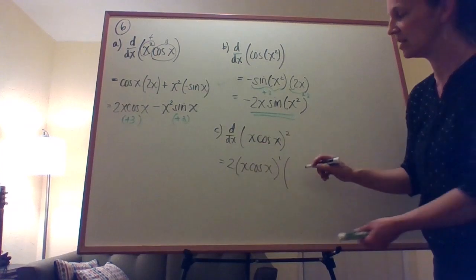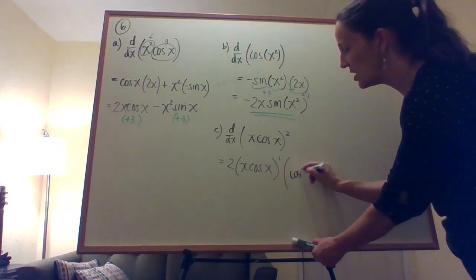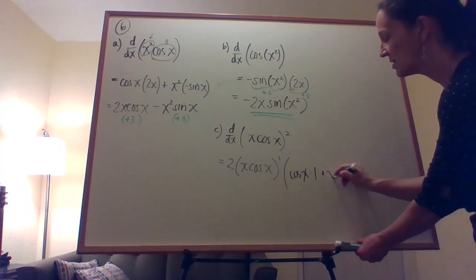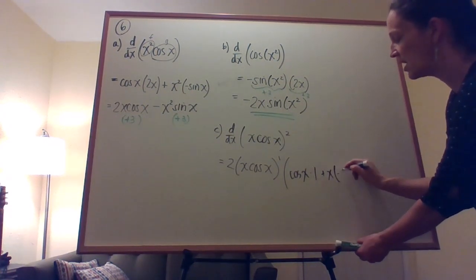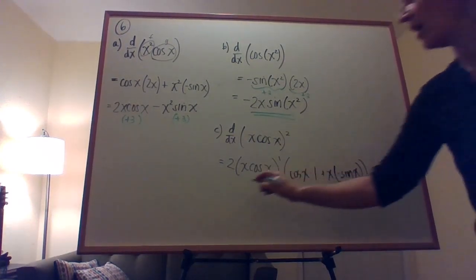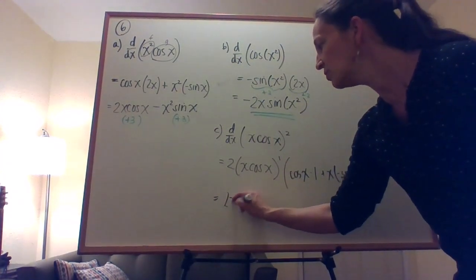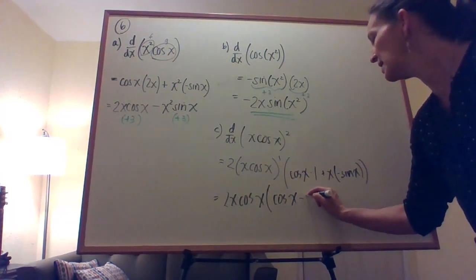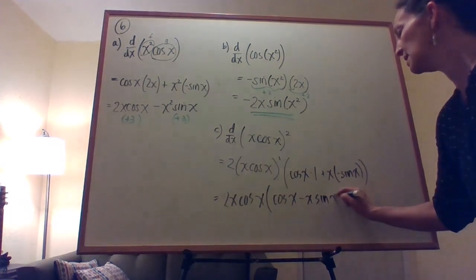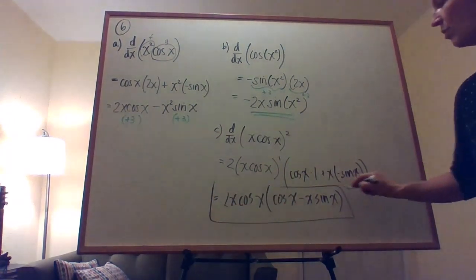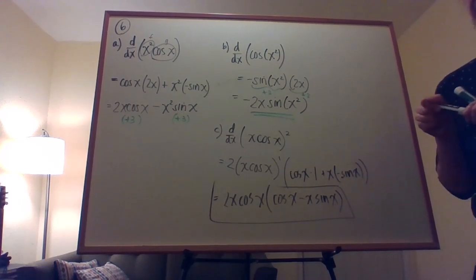Now that's a product. So if I'm taking the derivative of the inside, which is a product, that's going to be cosine x times the derivative of x, which is 1, plus x times the derivative of cosine x, which is negative sine x. If I clean that up, it looks like 2x cosine x times (cosine x minus x sine x). And you don't need to distribute any further than that. You can leave it in that form for part C.